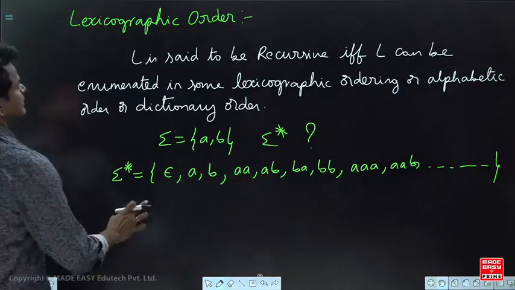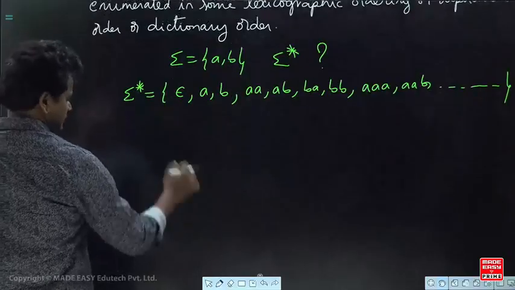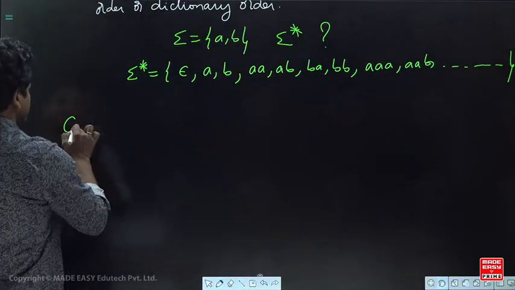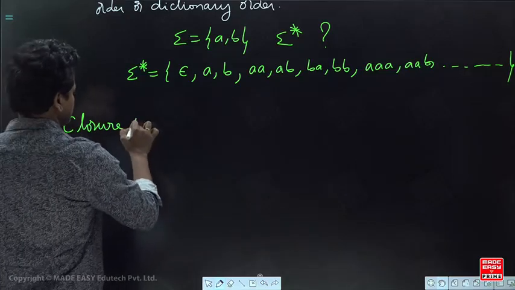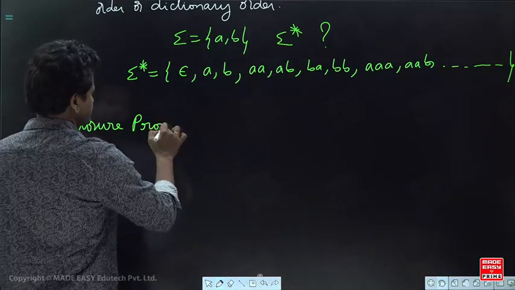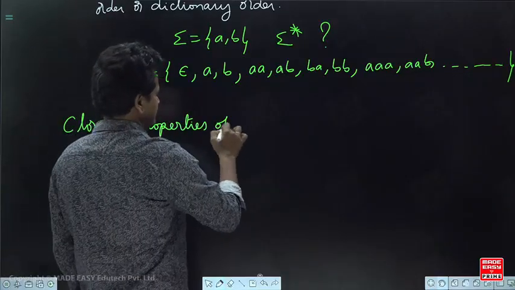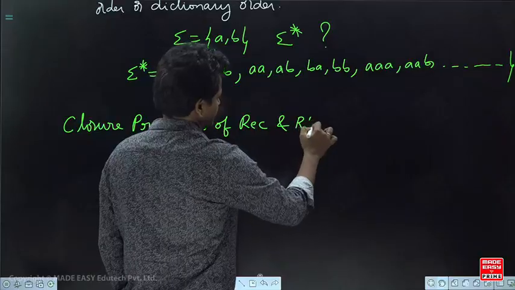Next. So we have done this. Now we'll go for closure properties. Closure properties of REC and REL.